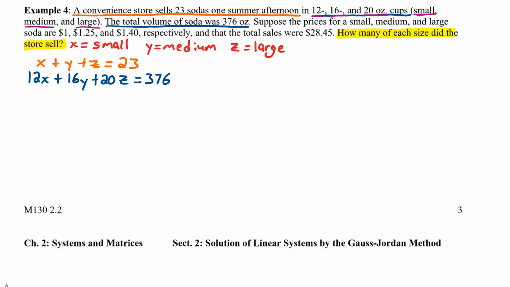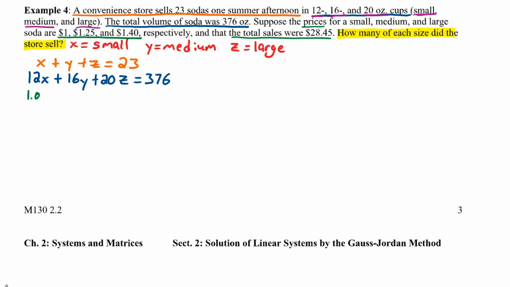And so looking at the problem again, we want to look at what information we have remaining. So we've identified how many sodas were sold. We've identified the different sizes and the total volume of soda. The last thing we have is looking at the price. So they tell us the price for each different size. The price for a small is $1, the price for a medium is $1.25, and the price for a large is $1.40. And they also tell us the total number of sales is $28.45. So we use that to give us our third and final equation for this system.